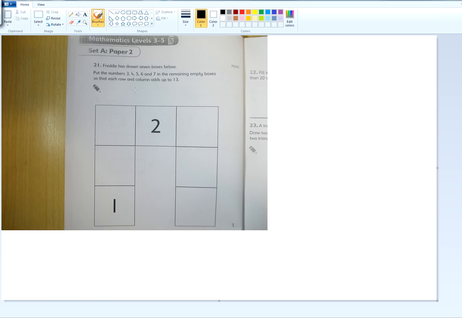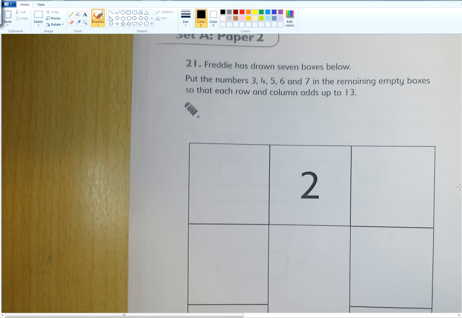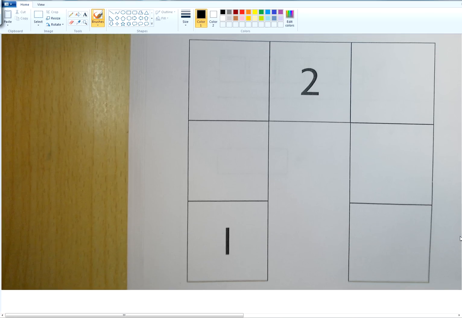Okay, it says Freddy has drawn 7 boxes below. Can we make this a bit bigger because it looks a bit small. Let's just move the page around a bit. Put the numbers 3, 4, 5, 6, and 7 in the remaining empty boxes so that each row and column adds up to 13. So let's move it down a bit. Okay, right. What question number are we now? Question 21.